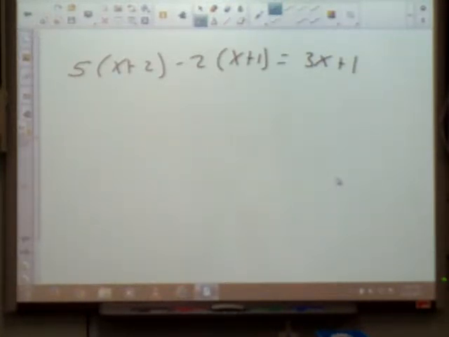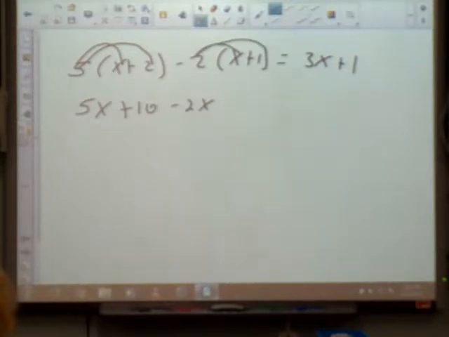Okay, so Keston's distributing. Is that what everybody else is doing too? This gets me 5x plus 10. Got a negative 2 to distribute. Negative 2x minus 2. I like to go ahead and clean that up before I mess with the right side.